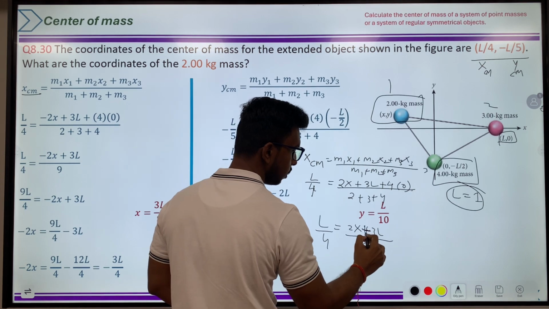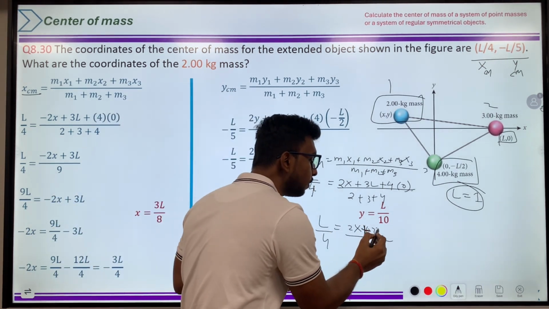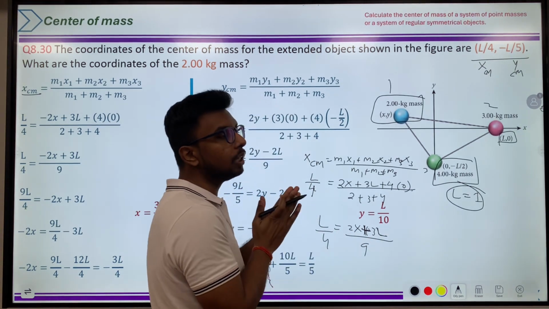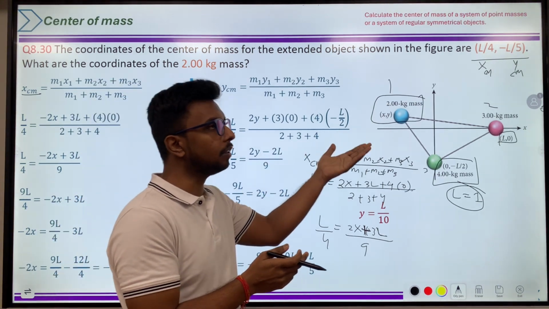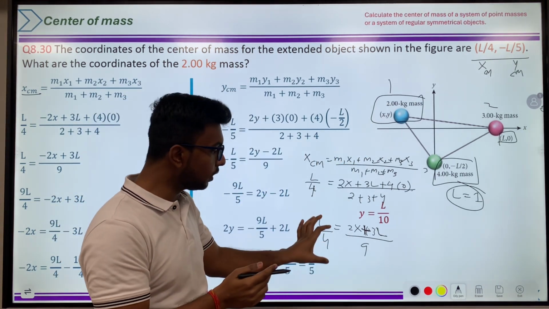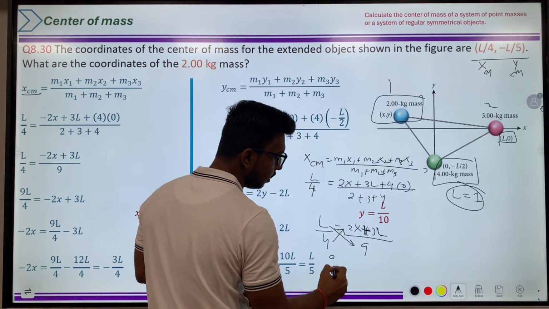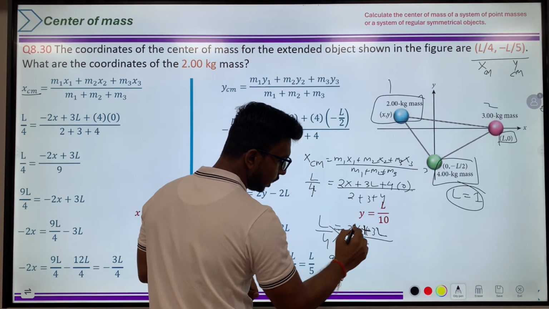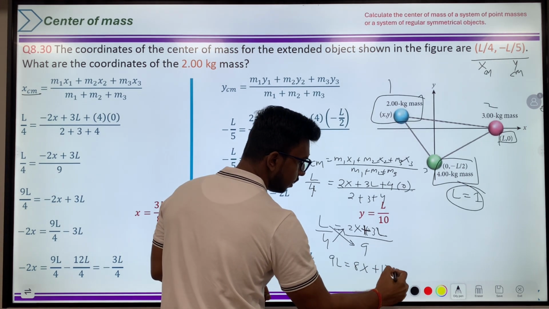Now, the problem with this is that in the calculator you cannot have two unknowns here. But here you need to understand that L is not an unknown. L is a number. It can be anything. So if you know how to solve this, it is very easy. All you have to do is cross multiply. 9L is equal to 4 times 2, 8x, 4 times 3, 12L.